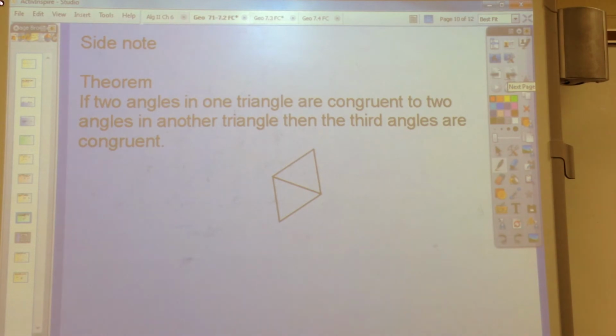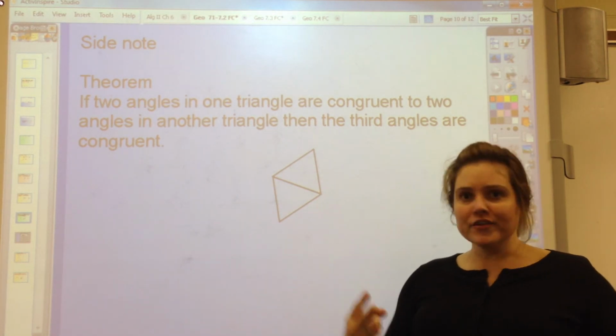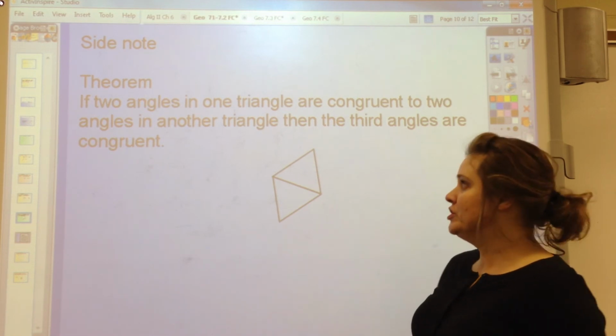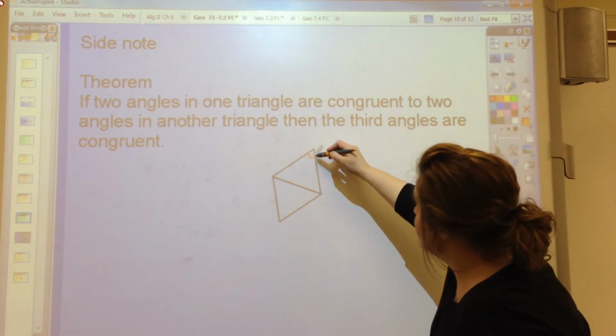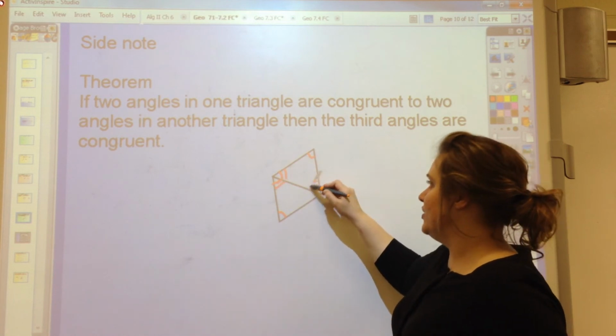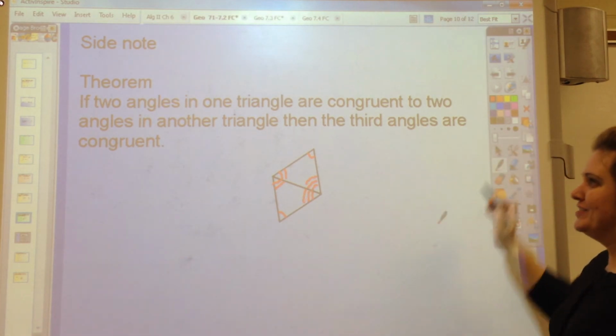All right, side note. If two angles in a triangle are congruent to two angles in another triangle, the third angles have to be congruent. If you think about that, we know what the third angle has to be because we can subtract our two angles from 180 and there's only one option for that third angle. So those other two angles have to be congruent to each other as well. So that means if I know this one is congruent to this one and this one is congruent to this one, then I have to know that these last two angles are congruent to each other.